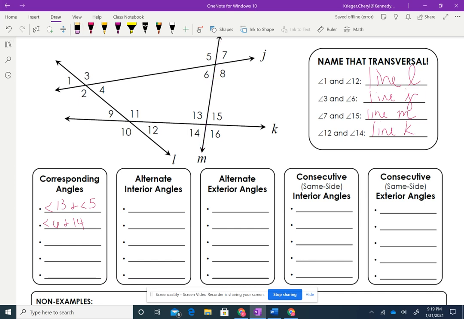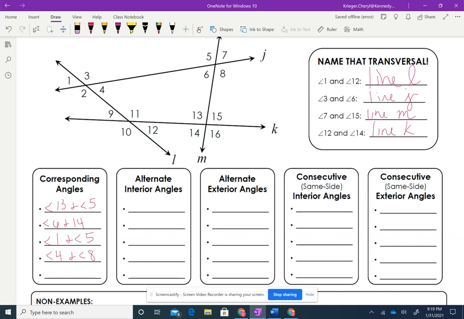What about if I made my transversal something else? How about something tricky? What if my transversal was J? Top left is still 1 and 5, right? Angle 1 and angle 5 would be corresponding. I guess that's harder to say. Well, I guess it is left, top and left. How about bottom and right? Angle 4 and angle 8. I'll let you come up with the last one.